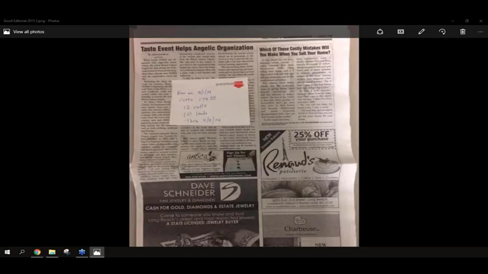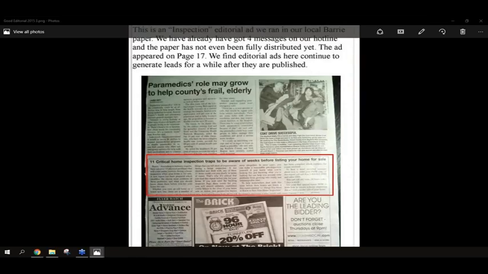If I'm sitting there reading the local paper and it says Toronto, and I live in Toronto, and I'm kind of thinking of selling my house, and I see what appears to be a news article that says, which of these costly mistakes will you make when you sell your Toronto home? I'm going to read that. Now look, the column width is perfect. The column width mimics the column width in the newspaper.